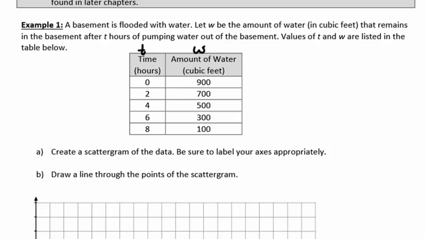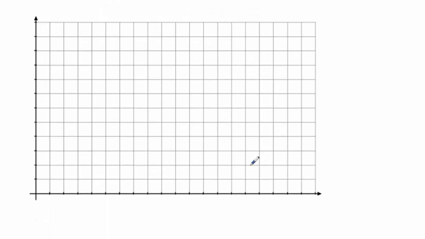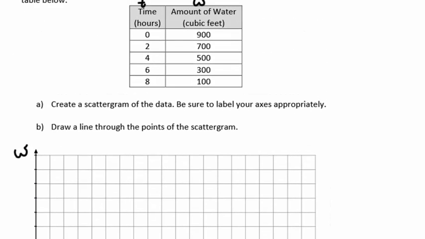What we want to do is start by creating a scattergram of the data. The amount of water is going to depend on how long it's been since we started pumping, so this is our dependent variable, and time is our independent variable. The independent variable always goes along the horizontal axis, so I'll put my label for T here, and my label for W, water, the dependent variable, along the vertical axis. Let's go ahead and graph those points.